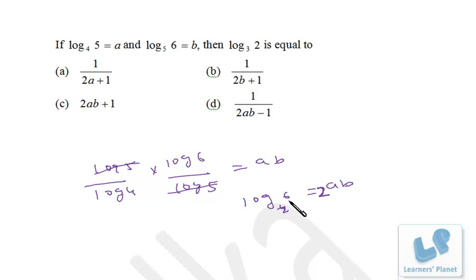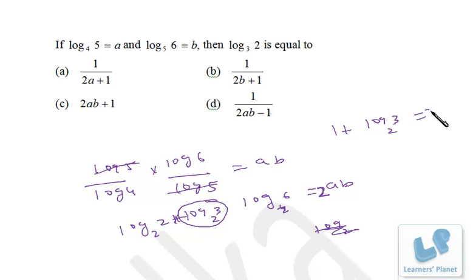Now this 6 can be further broken into 3 into 2, right? So log of 2, but we want 3 to be in base. So this is 1 upon log, or first I write log 2 to the base 2 plus log of 3 to the base 2, right? So this is 1 plus this expression. So 1 plus log of 3 to the base 2 is 2AB, right? So this is actually 2AB minus 1, but we want this, so that's 1 upon 2AB minus 1, right?